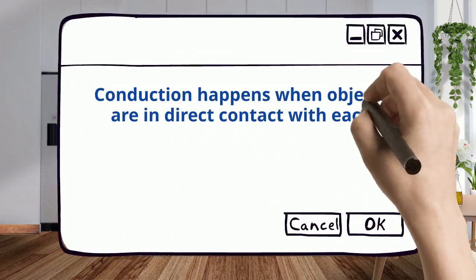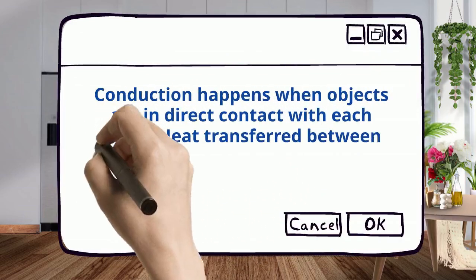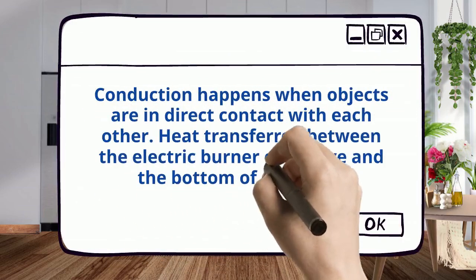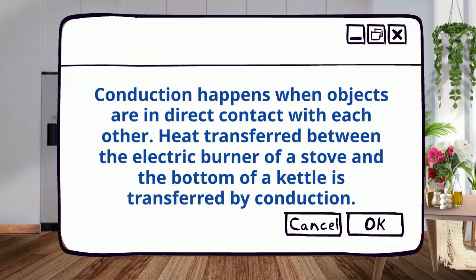Conduction happens when objects are in direct contact with each other. Heat transferred between the electric burner of a stove and the bottom of a kettle is transferred by conduction.